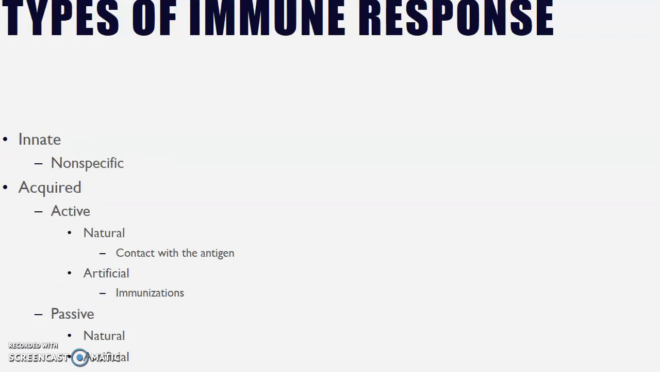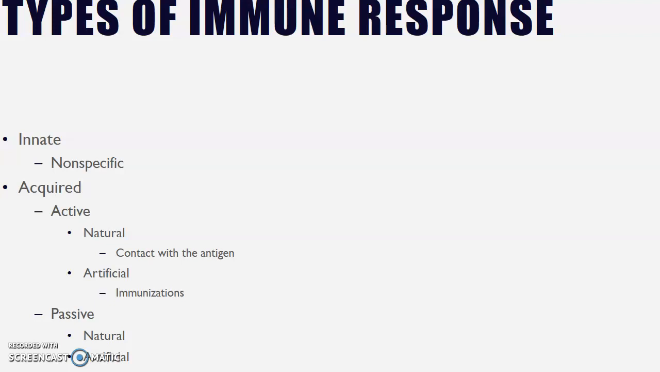When we look at the types of immune response, we have the innate. This is present at birth. It's the first line of defense against our pathogens. It's non-specific in the response. The neutrophils and monocytes are our primary white blood cells involved. It's not antigen specific, so it doesn't need to find an antigen to destroy it.